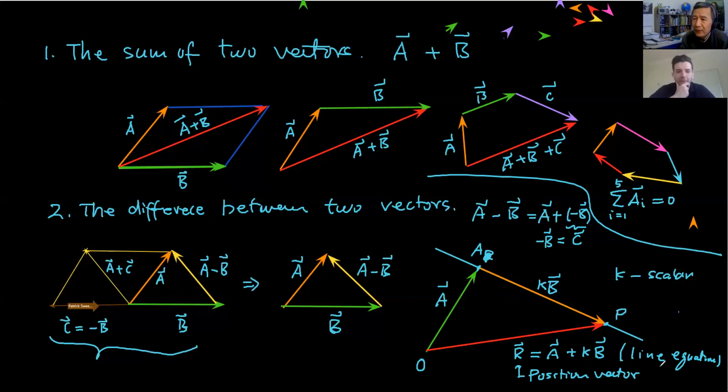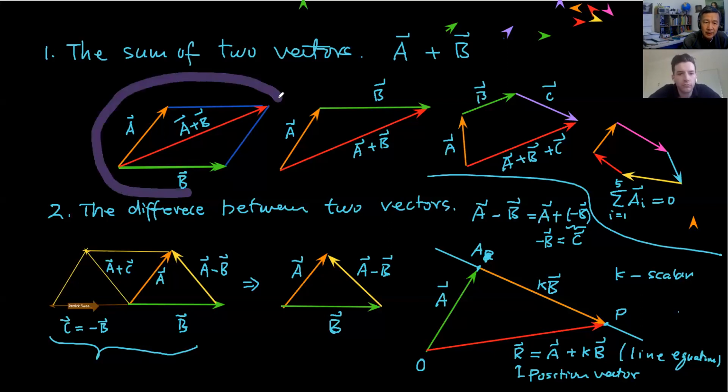The important takeaway from this page is that everything starts from here. We consider this as an axiom here. So basically, you have to remember how to find the sum of two vectors. Do you agree?